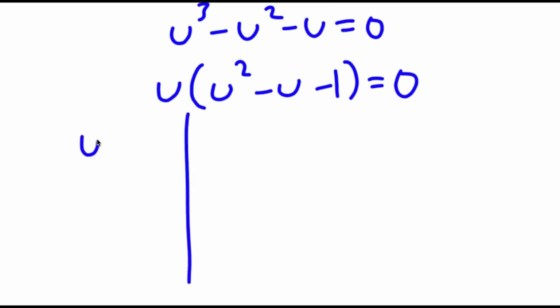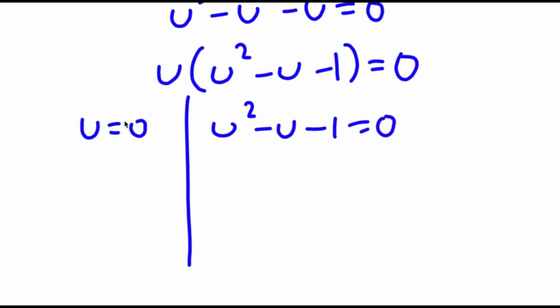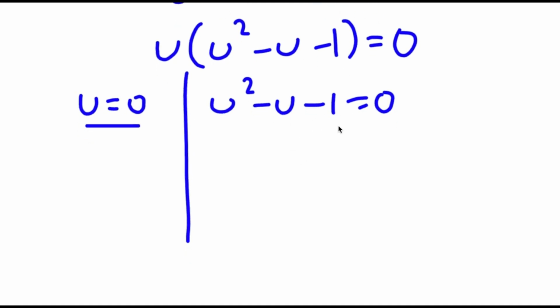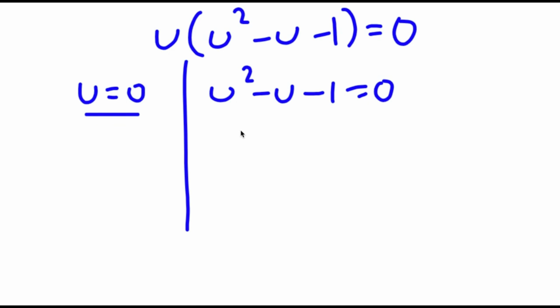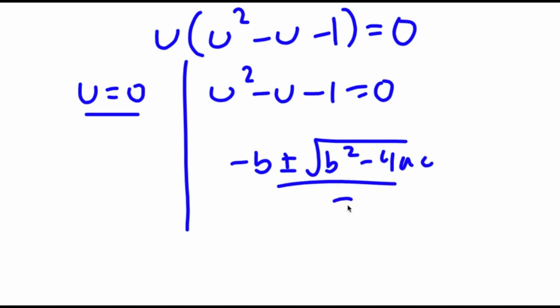Now to solve this, I can divide this into two parts: u equals 0 and u squared minus u minus 1 is equal to 0. So u equals 0 is already a solution. And to solve u squared minus u minus 1 equals 0, we have to use the quadratic formula, which is negative b plus or minus the square root of b squared minus 4ac, over 2a.